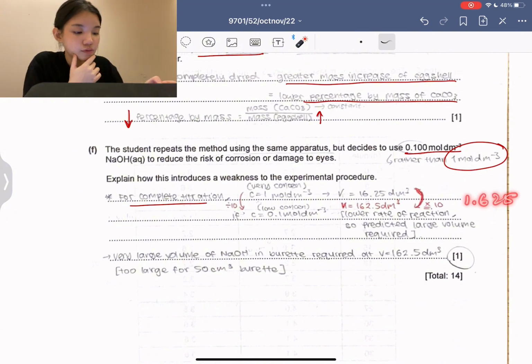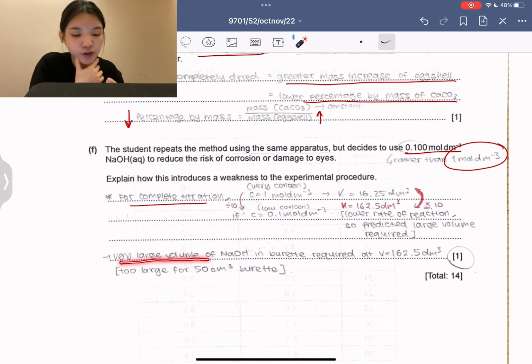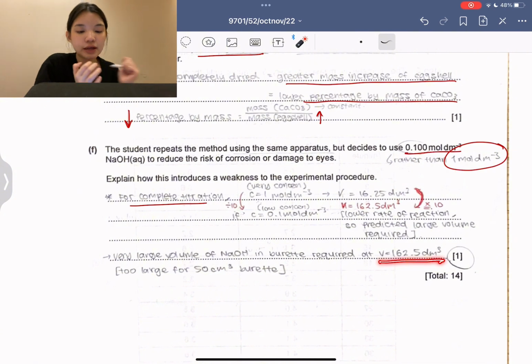1.625. So your answer would be that a very large volume of NaOH in the burette is required, a volume of 162.5 dm³. But this is too large for the 50 cm³ burette. This is the weakness of the experimental procedure.